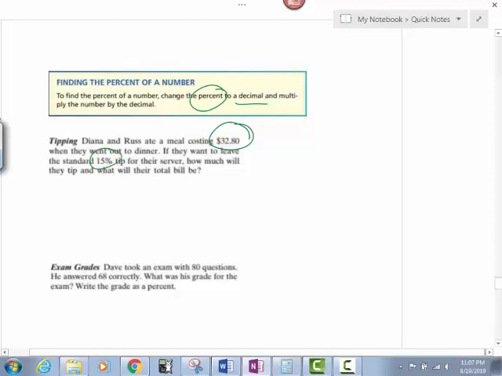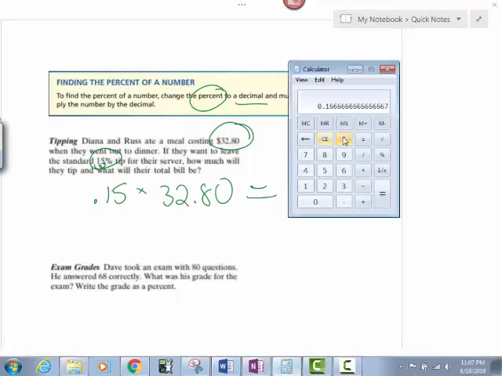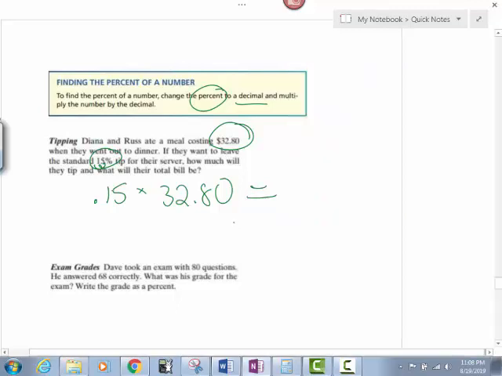15% as a decimal. Remember, I'm going to go 1, 2, 0.15, no more percent. We're going to multiply the number by that decimal. Now I'm going to multiply that by my $32.80. Okay, so let me take my calculator. Let me clear this out. 0.15 times $32.80, $4.92, right? That's going to be the amount that they're going to tip.